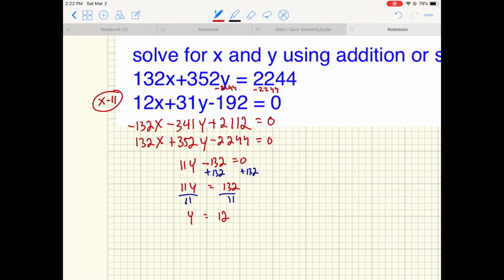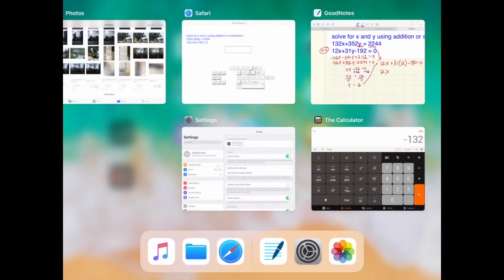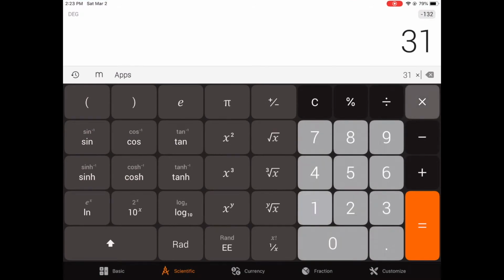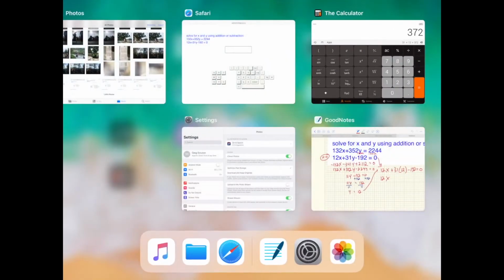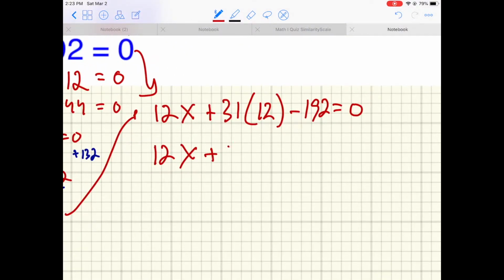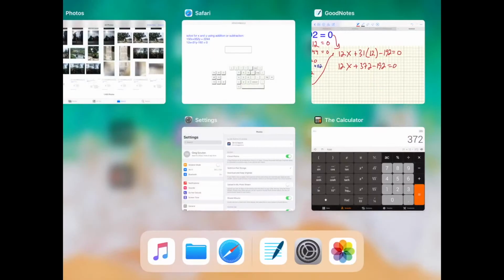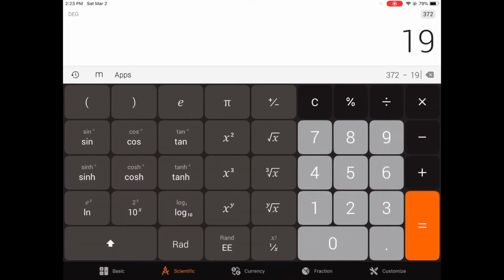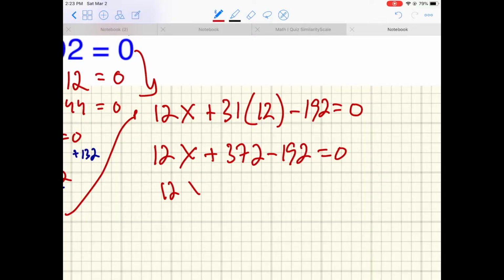Let's feed that back into the easier of the two equations. I guess that's the second equation. Replace the y with 12, and so we have 12x plus 31 times 12. Take away 192 is equal to 0. So that gives us 12x, 31 times 12 is equal to 372 minus 192 is equal to 0. 372 take away 192 is equal to 180. 12x plus 180 is equal to 0.